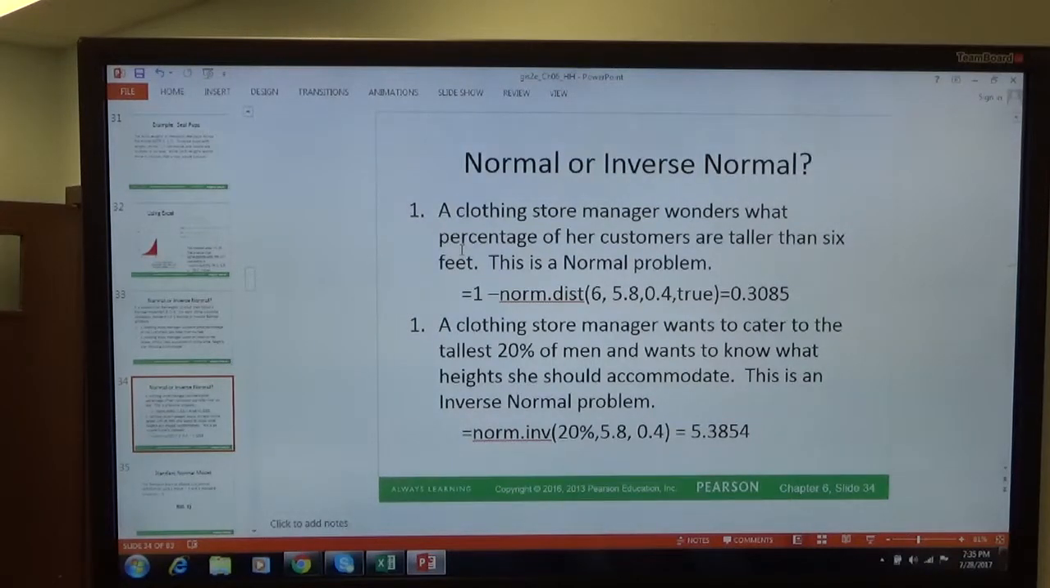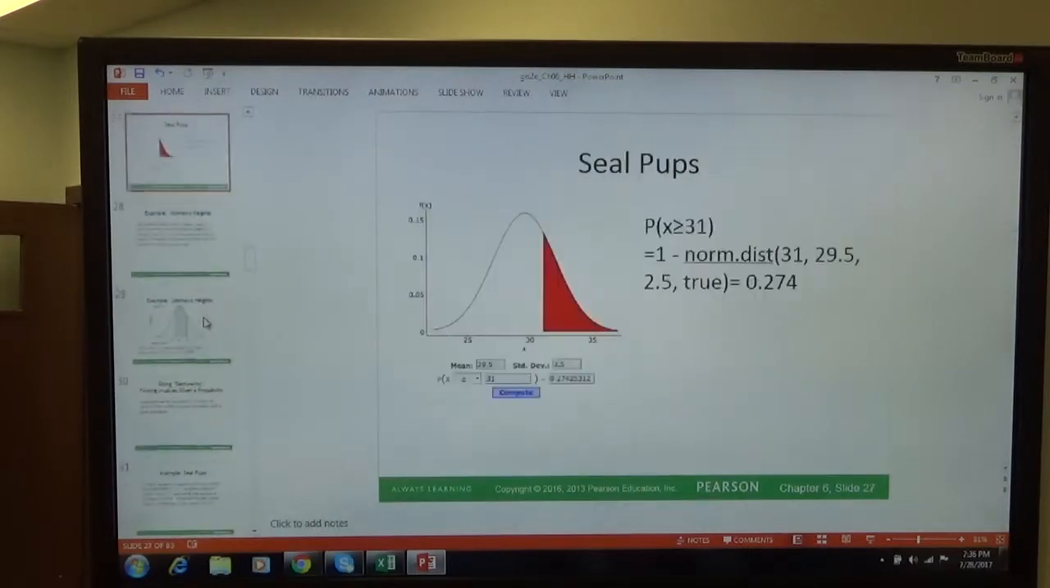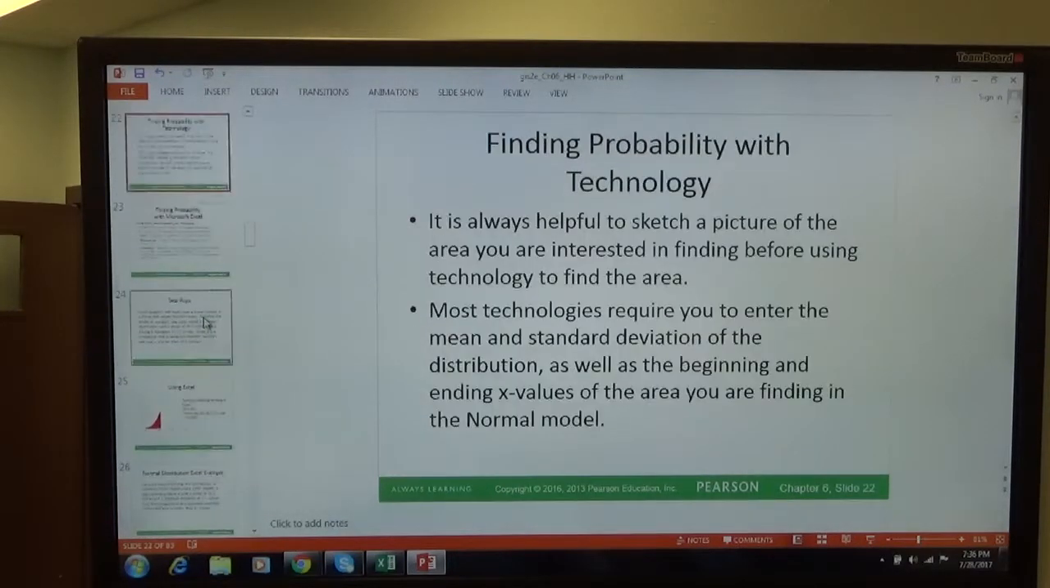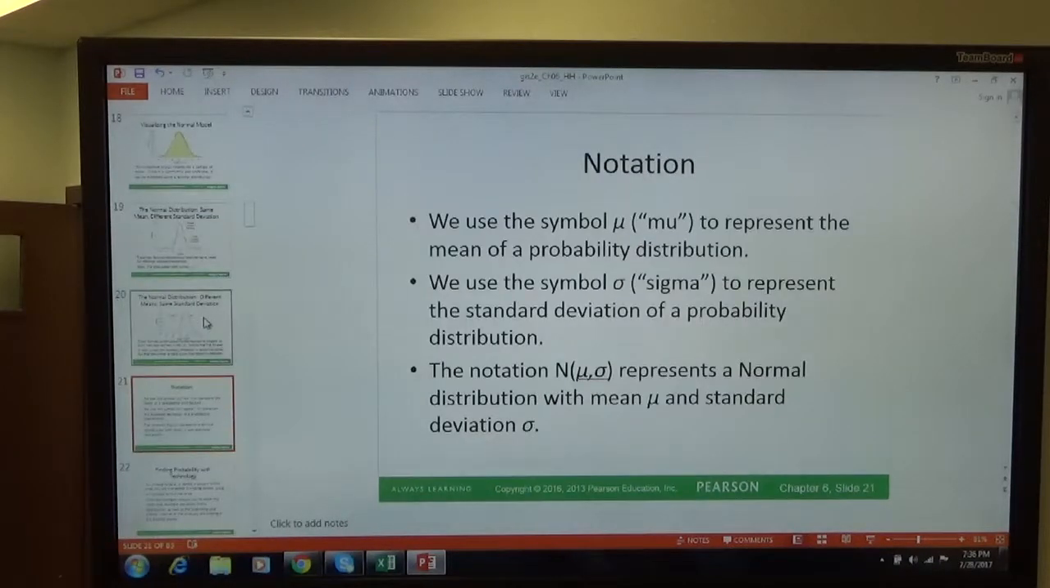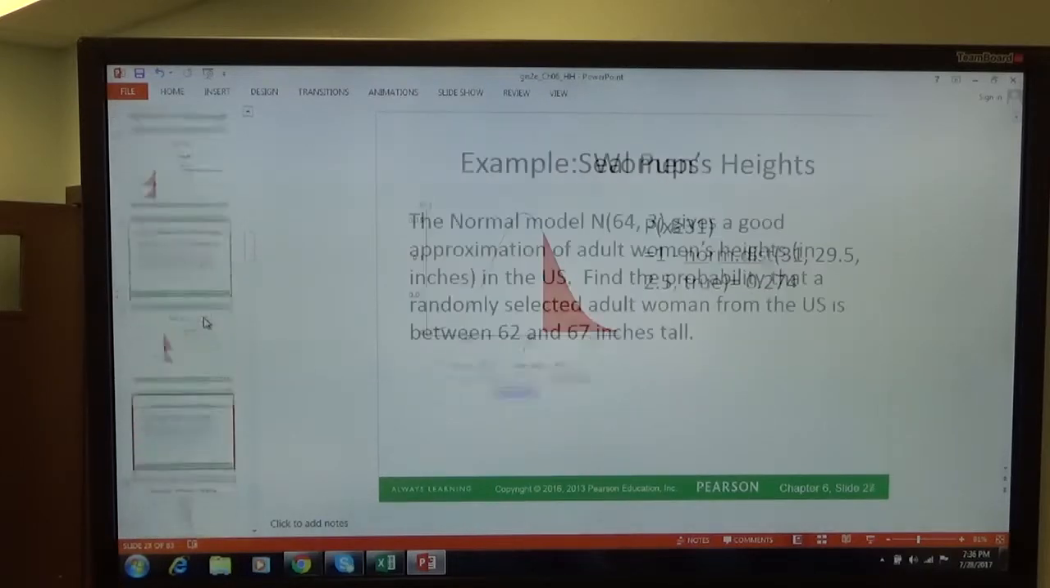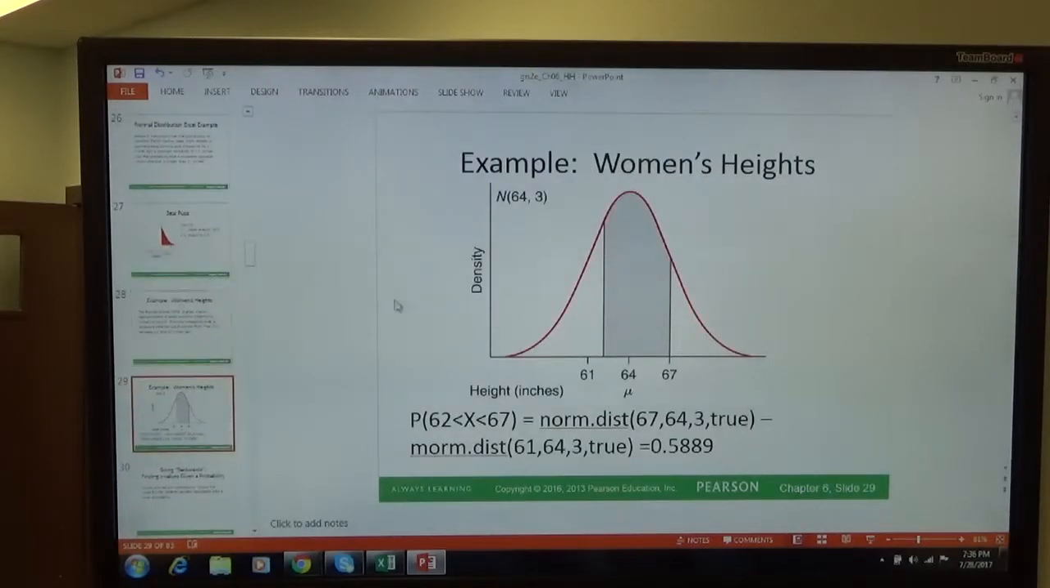It should be 80% here. Hold on. Any other mistakes in this? Which one? Oh, that's 62. Women's height example. Oh yeah, 60. No, slide 29. Okay, slide 29. 62. Yes, sir. Okay.